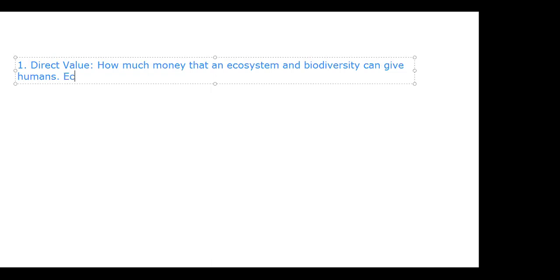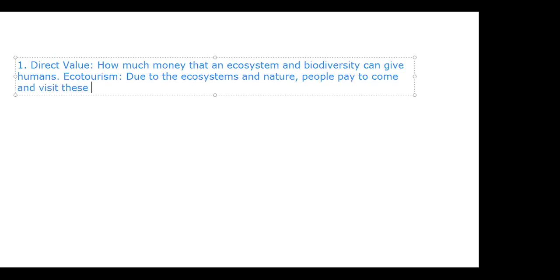You can have things called ecotourism. Okay, so places where people want to go. So these are due to the ecosystems and nature. People pay to come and visit these locations. Okay, Montana has a lot of ecotourism. People come here to hunt, to fish, to go to the national parks. They come here to camp, backpack. All of those sorts of things are part of ecotourism.